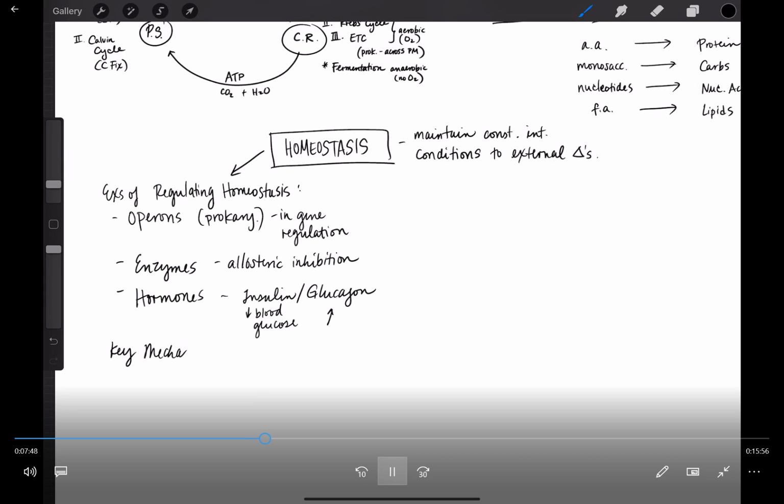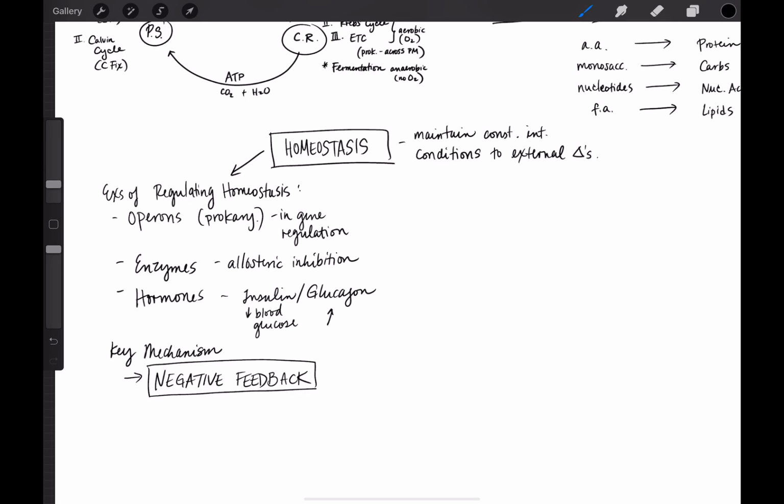Okay, the key mechanism for maintaining homeostasis, remember, is called negative feedback. Okay, so I'm going to give you a specific example. It's not so important that you remember the names of these hormones. It's more important that you understand the process.